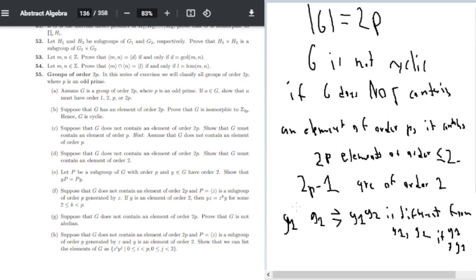Two P minus 1 elements are of order 2, right? Okay. Assume that G does not contain an element of order P. Then G's not cyclic. Every element is of order 2, so every element squared is equal to the identity.